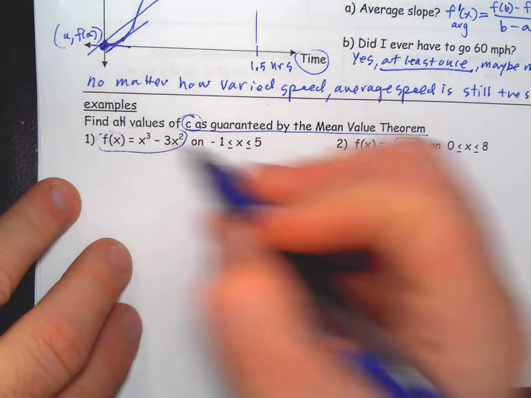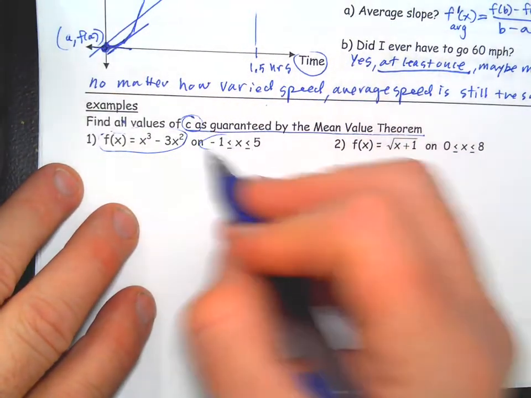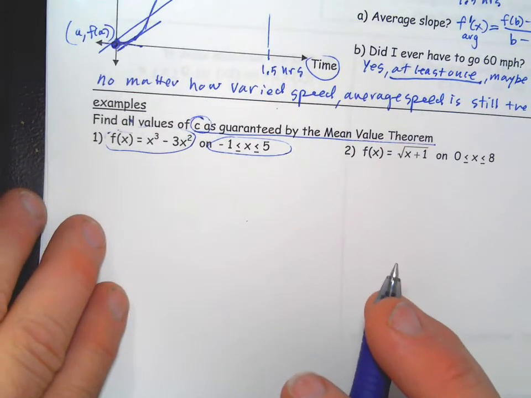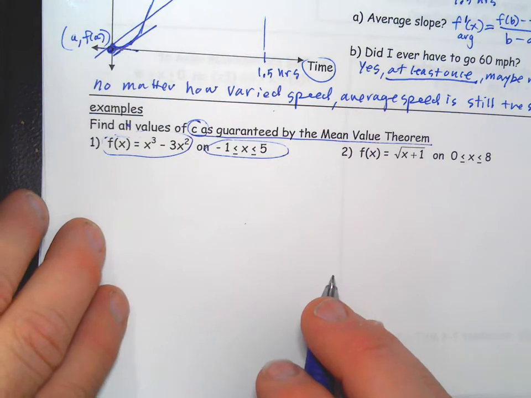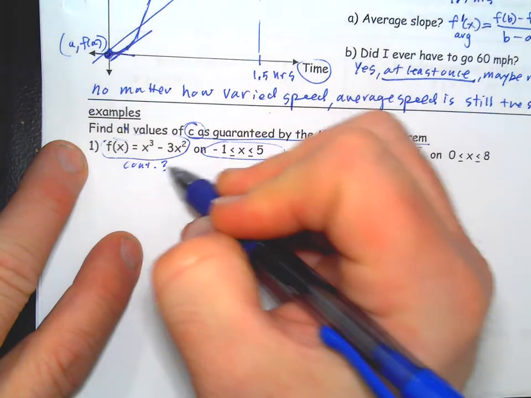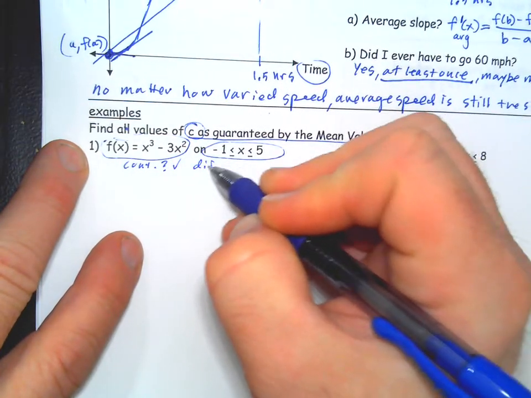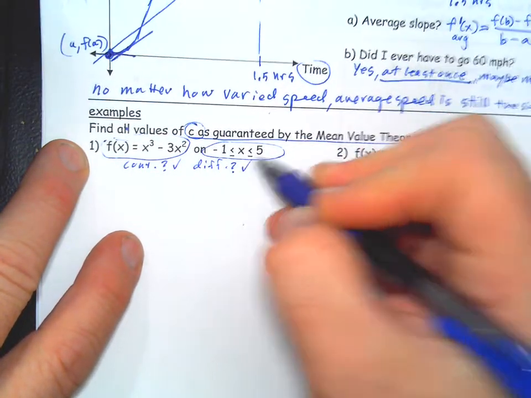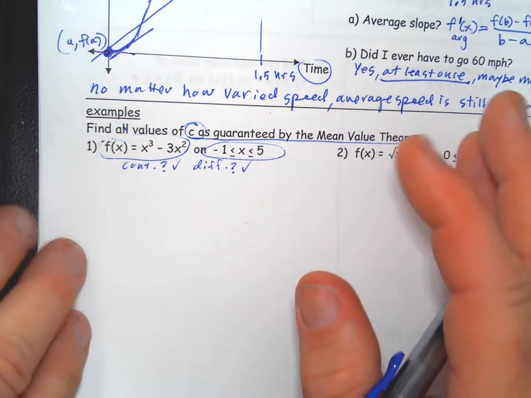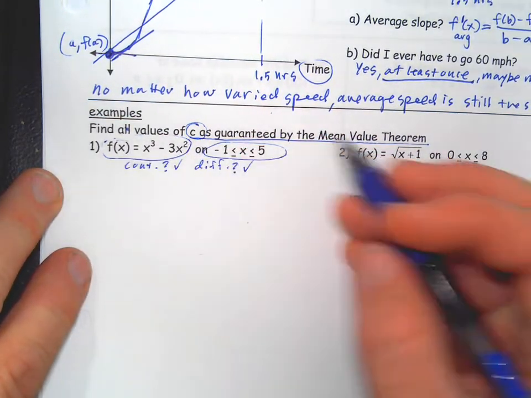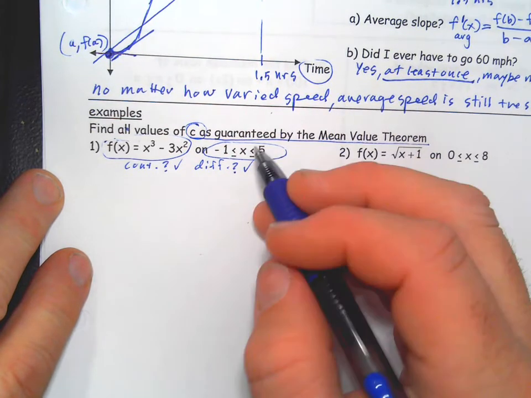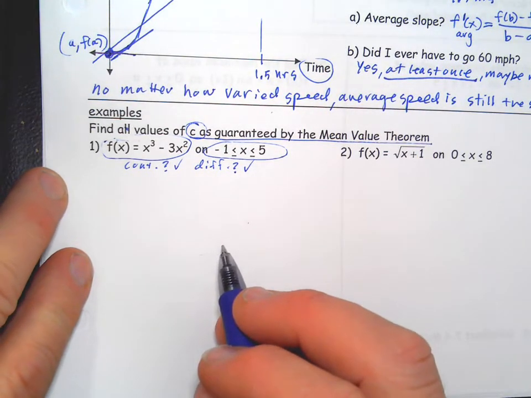So here's a function where we want to find all the C values as guaranteed by the mean value theorem between -1 and 5. Now, we need to check to make sure we're even allowed to use the mean value theorem. Is this a continuous function on the closed interval? Yep. Is it a differentiable function on the open interval, -1 to 5? Yeah, it's a cubic. Polynomials are differentiable. So just make sure. Even though they didn't ask for the average derivative, you need to find the average derivative first in order to find this special place where the actual derivative equals the average derivative.